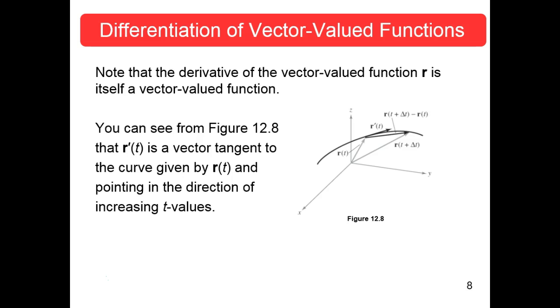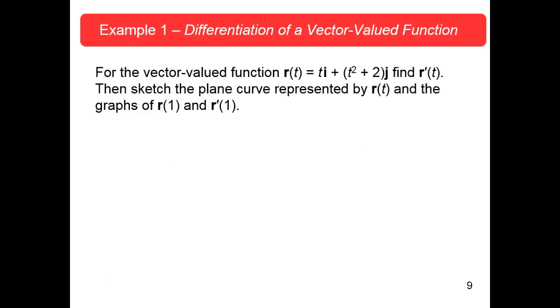It will be the slope of the tangent function at that point t. Just like it was for scalar functions. Make sense? Okay. So let's do one. For the vector-valued function r of t equals t i plus (t squared plus 2) j, find r prime of t. This will be a plane curve.